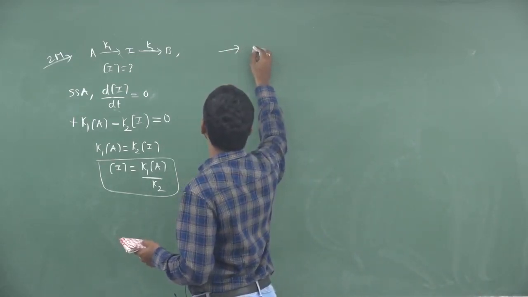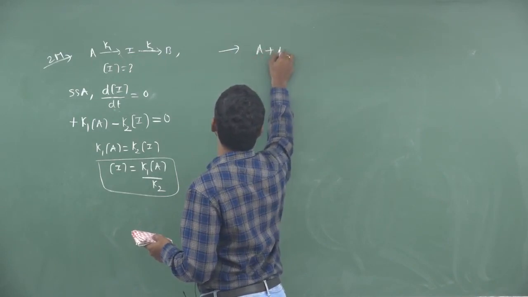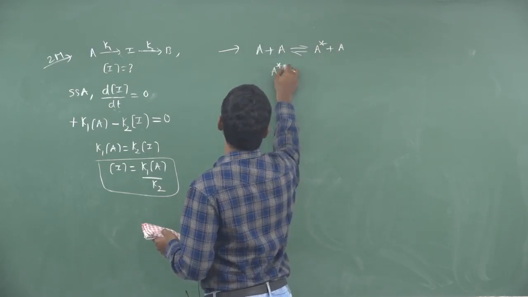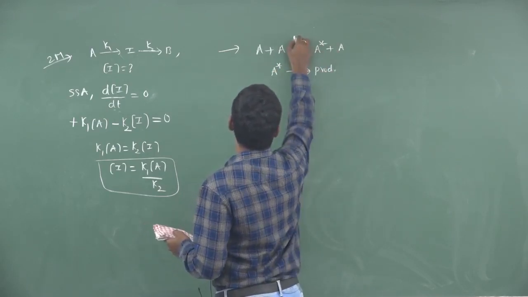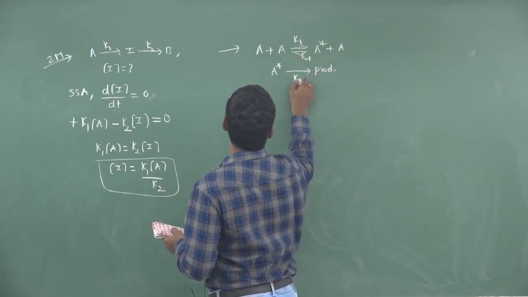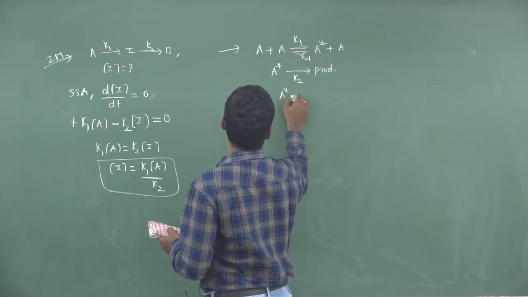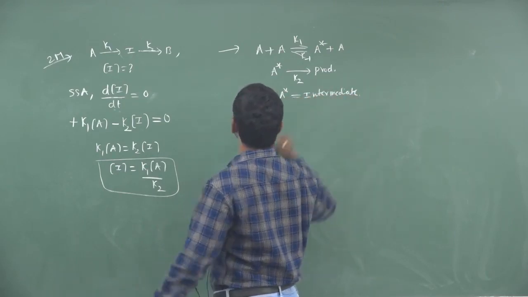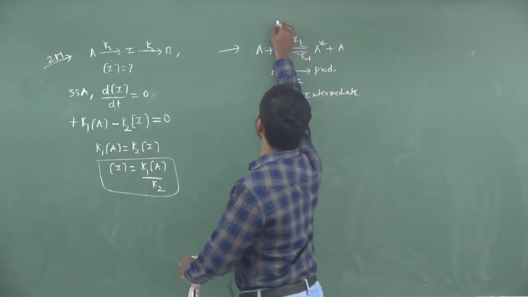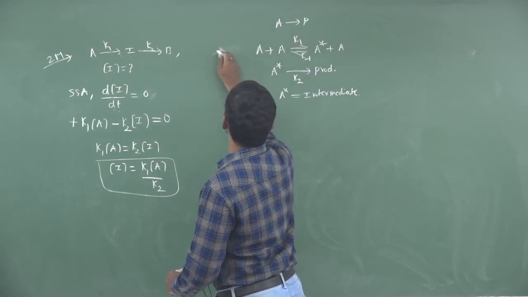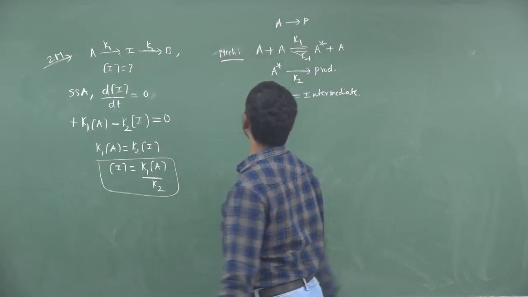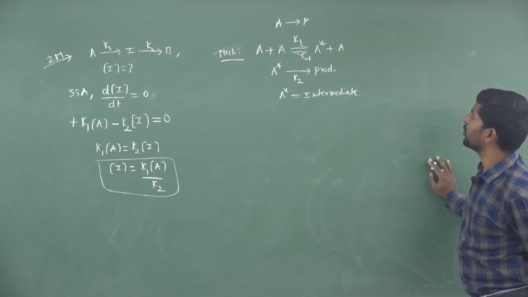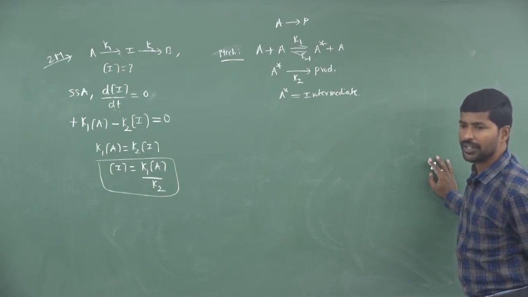For example, I am giving some mechanism like this: A plus A gives rise to A star, and A star gives rise to products. The rate constants I am giving are K1, K minus 1, K2, where A star is the intermediate. This is the mechanism I am giving for the reaction A gives rise to products. The mechanism is like this: A plus A gives rise to A star, plus A star gives rise to product, where A star is the intermediate.